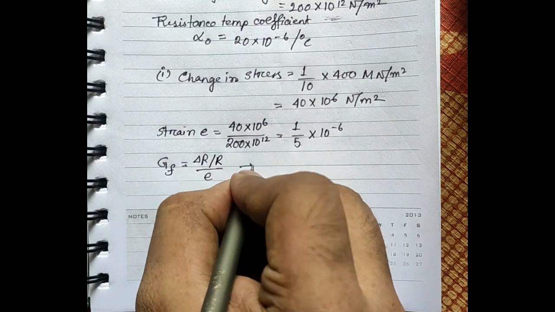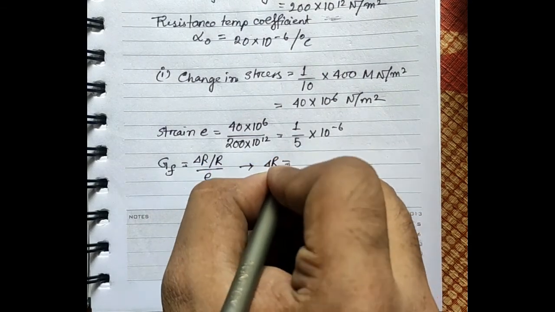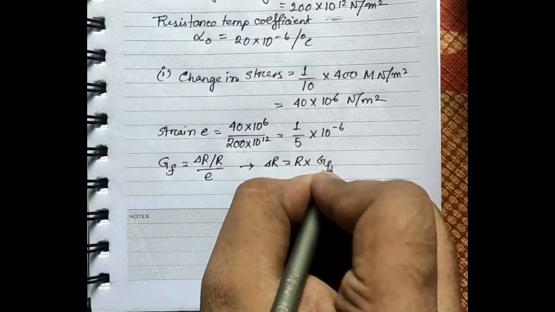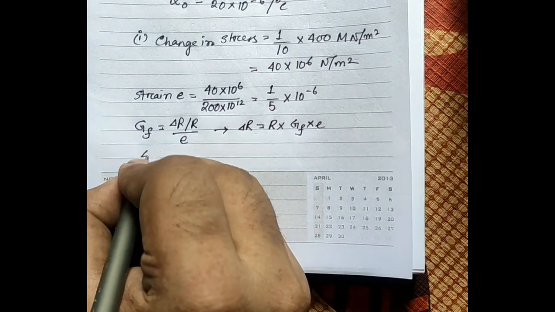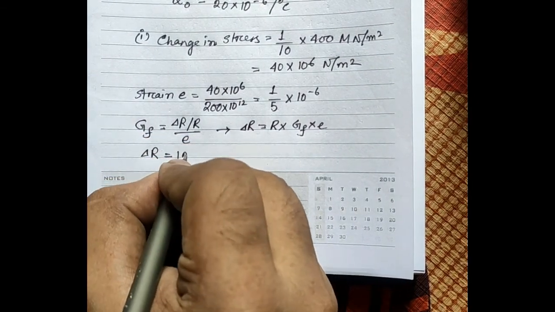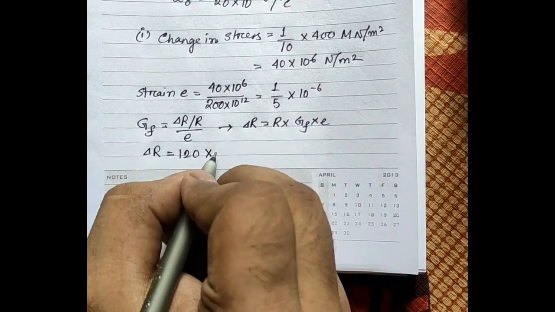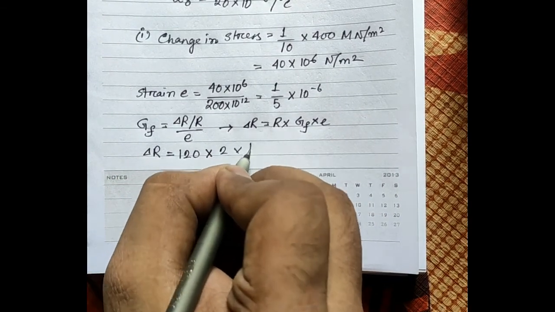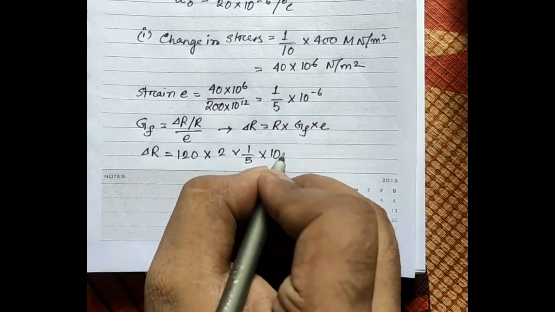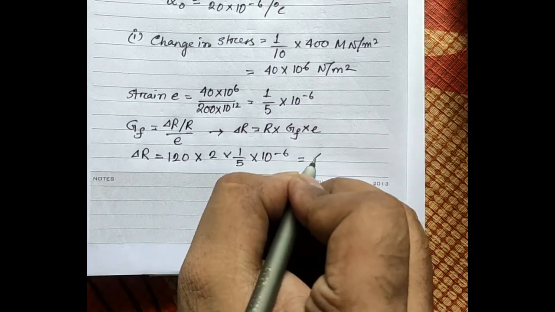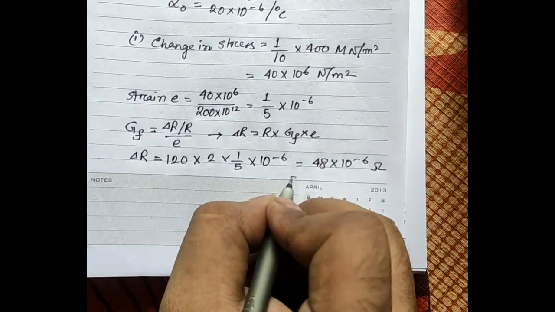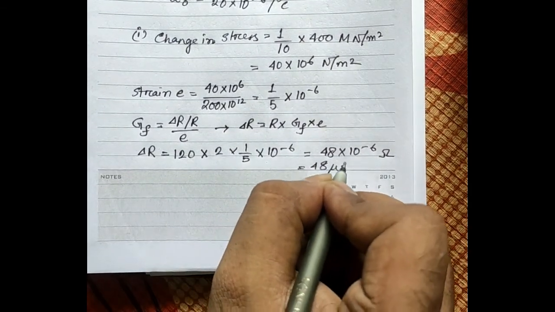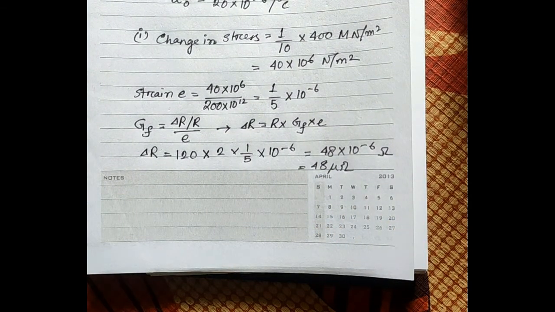So you have to find out the del R. Del R equals R into GF into e. So del R will become 120, the resistance R, times GF, that is 2, times 1 by 5 into 10 to the power minus 6, and that will become 48 into 10 to the power minus 6 ohm, or you can say 48 micro ohm. Okay, now we are going to solve the next part.